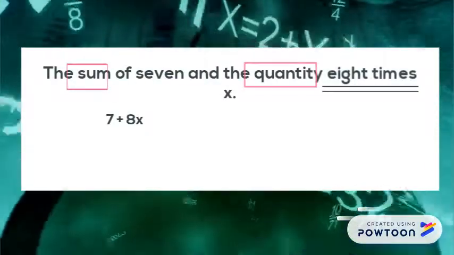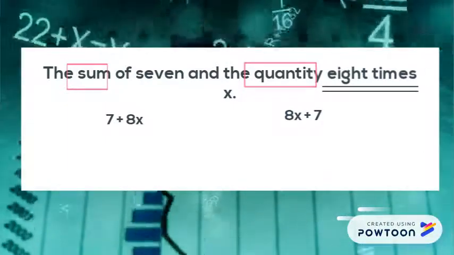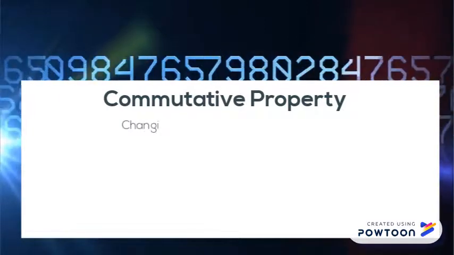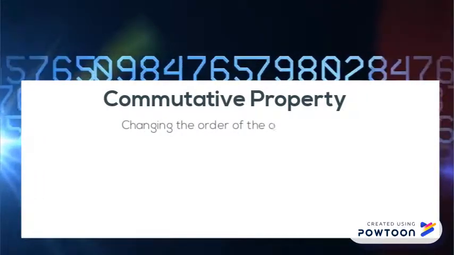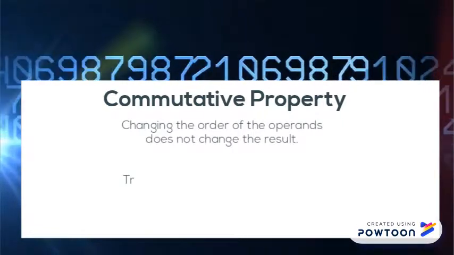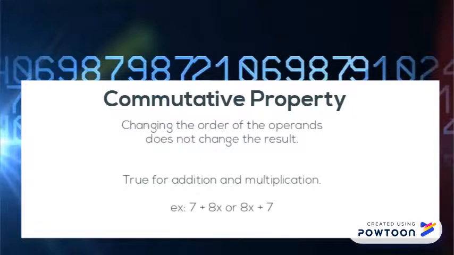It can also be written as 8x plus 7. It's important to note and understand that both addition and multiplication contain the commutative property, meaning that order does not change the solution. So that means it can be represented as 7 plus 8x or 8x plus 7. This is not present, however, with subtraction and division because they do not contain this property, meaning that the order cannot be altered.